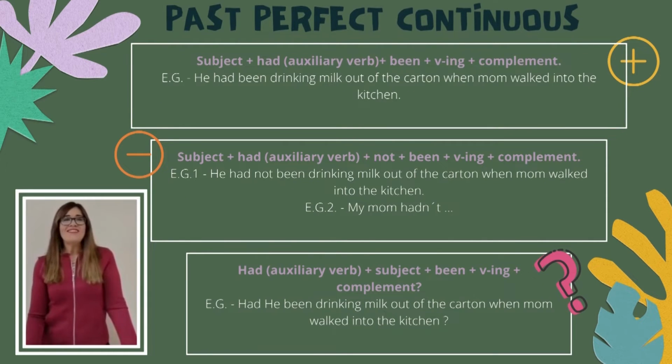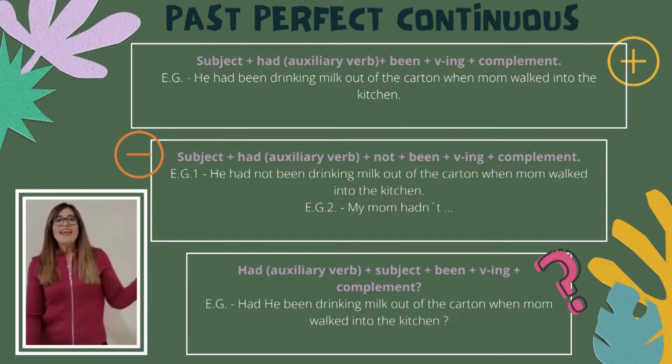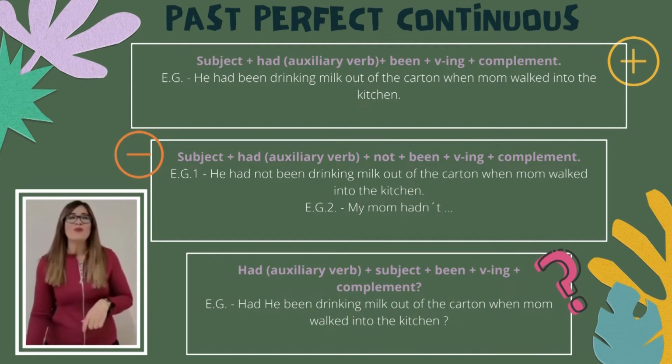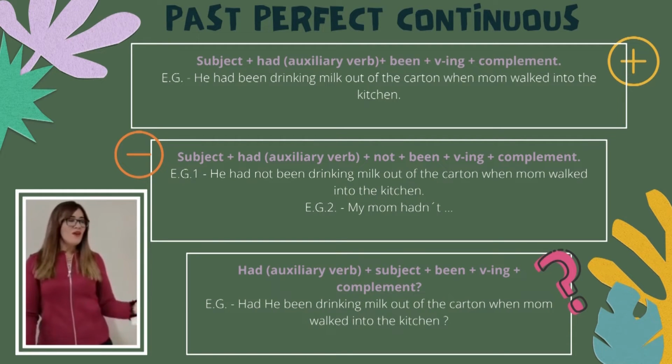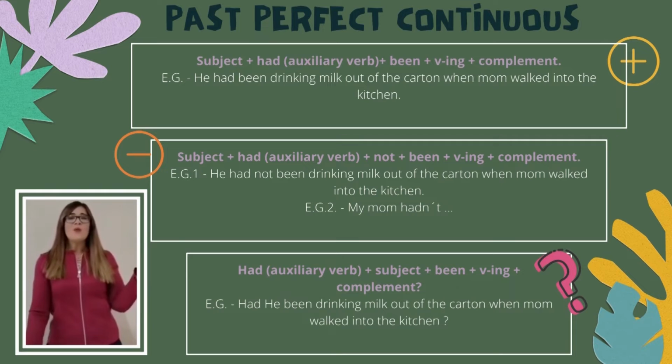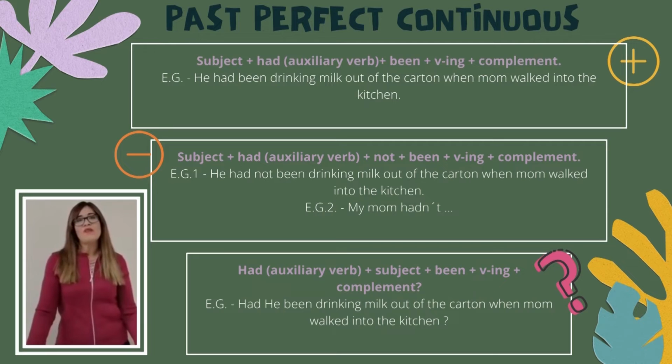Let's see another tense that is past perfect continuous. And we have another example here that says, he had been drinking milk out of the carton when Mom walked into the kitchen. Yes, as you can see the structure, we have the same one. We have the same auxiliary verb form, but what about the other part? We have a subject, we have the auxiliary verb had, but we need to use another part of the past perfect that is been, and then the ing form of the main verb, that actually is a continuous form, plus my complement.